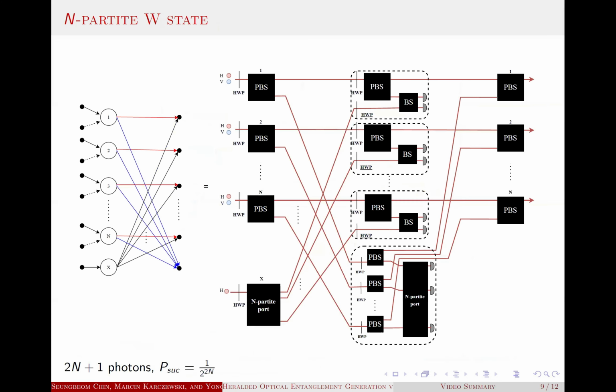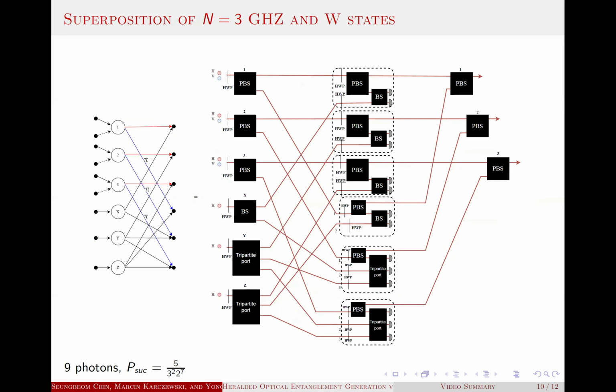And we can do exactly the same thing for the W state as you see in this page. Our optical scheme requires 2n plus 1 photons with success probability 1 over 2 to the 2n. And as far as we know, this is the most efficient scheme that generates the heralded W state with single photon sources and linear optical operators. And again, we designed the optical heralded scheme to generate the superposition of n equals 3 GHZ and W states based on this graph solution. And this is the first heralded scheme for the target state to our knowledge. And it requires 9 photons with success probability 5 over 3 squared times 2 to the 7.